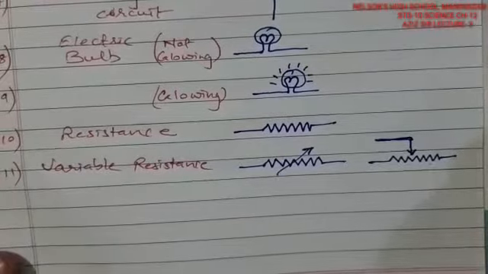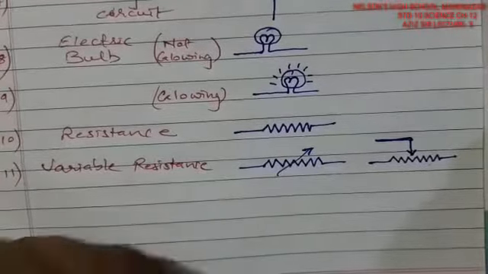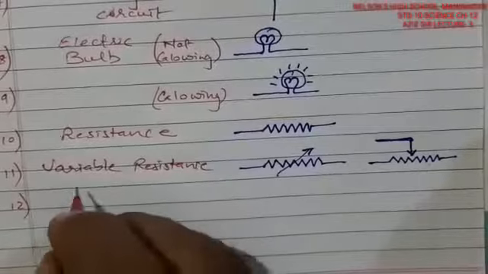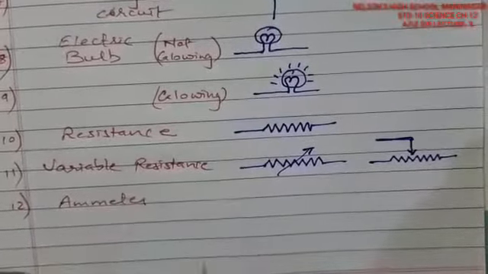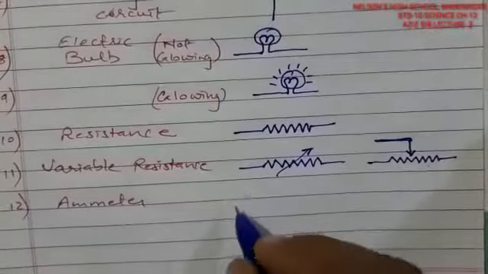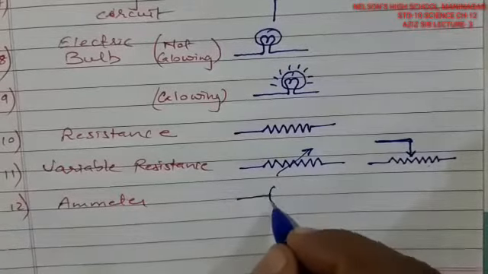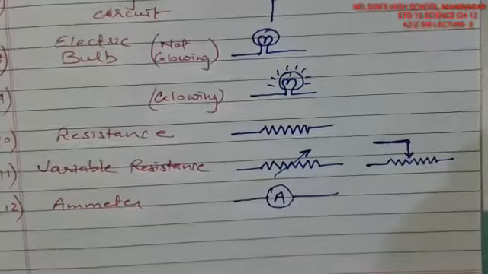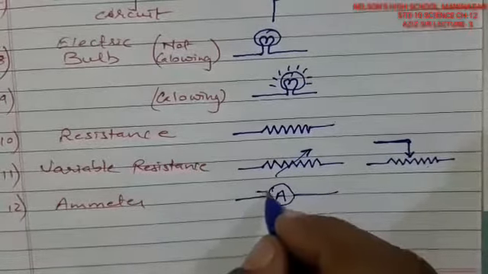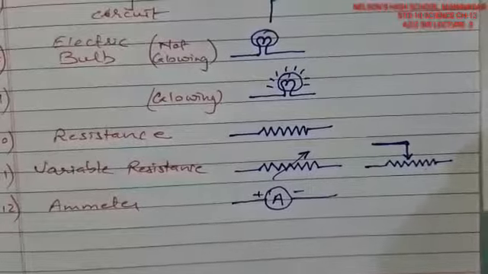Okay, then the next is 12th, meters, that is ammeter. Ammeter is a symbol for measuring the current. It's a round one and showing A written inside, that is an ammeter. Showing plus and minus is the direction of the current.